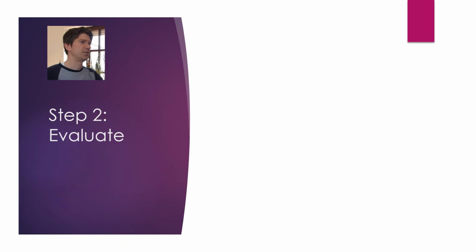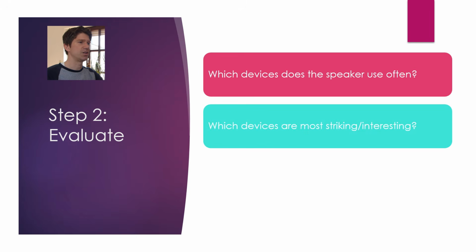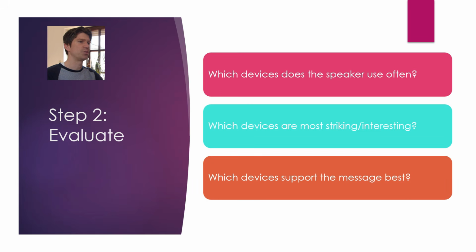The second step is evaluate what you have found. So again, like with the seashells, we don't just want to count everything that's on the beach, but we're looking for interesting things. Which devices does the speaker use often, so more than once? Which devices are very interesting or are striking in the way that they're used? And which devices support the message best that the speaker is trying to make?